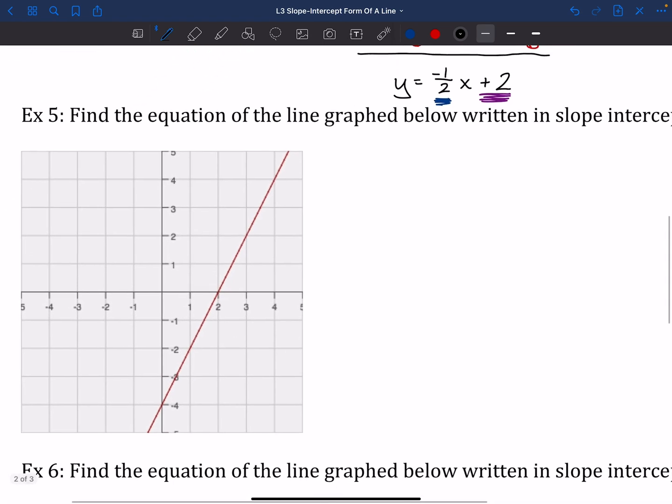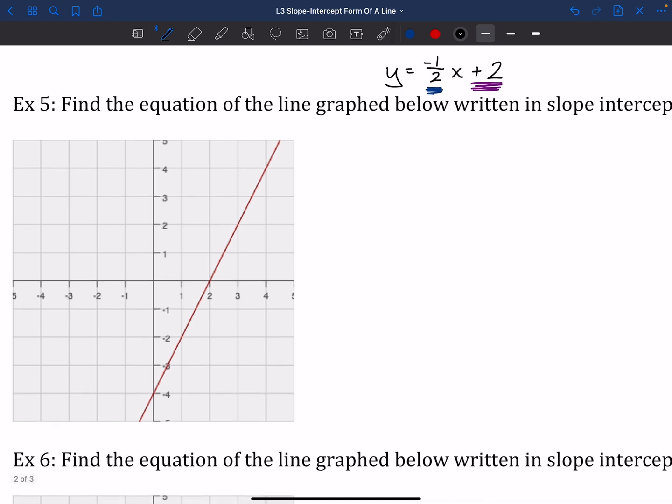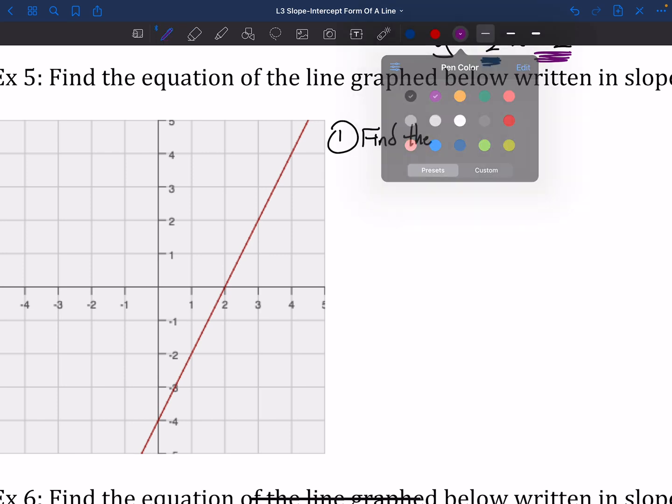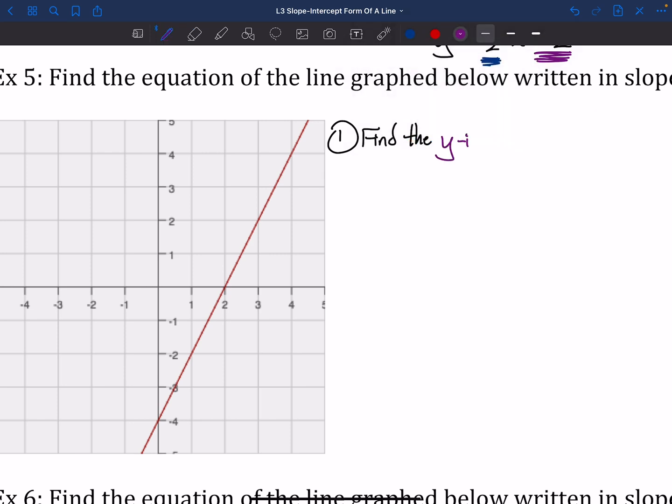What can sometimes be even easier is finding the equation of something that's already graphed. So we want to write this equation in slope-intercept form, and here's how we're going to do it. Our first step is going to be to find the y-intercept. Let's make sure everything's nice and color-coded. Find the y-intercept. First things first, my y-intercept is right down there. It's right at -4.